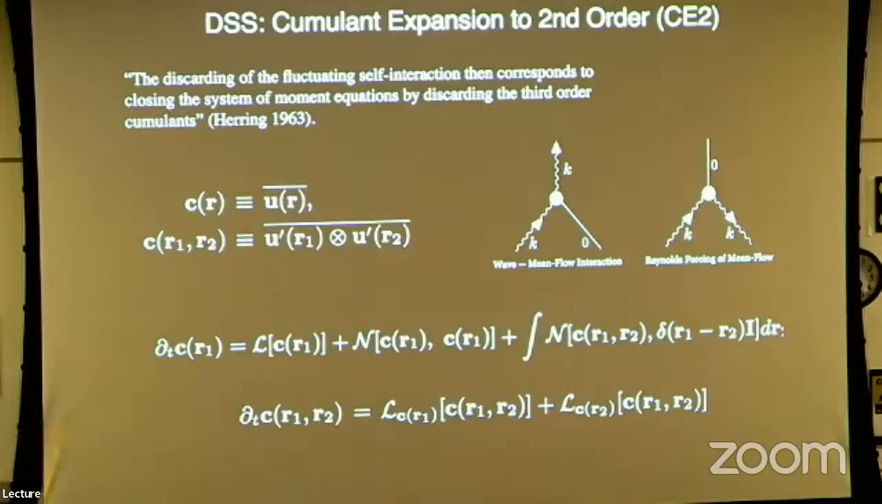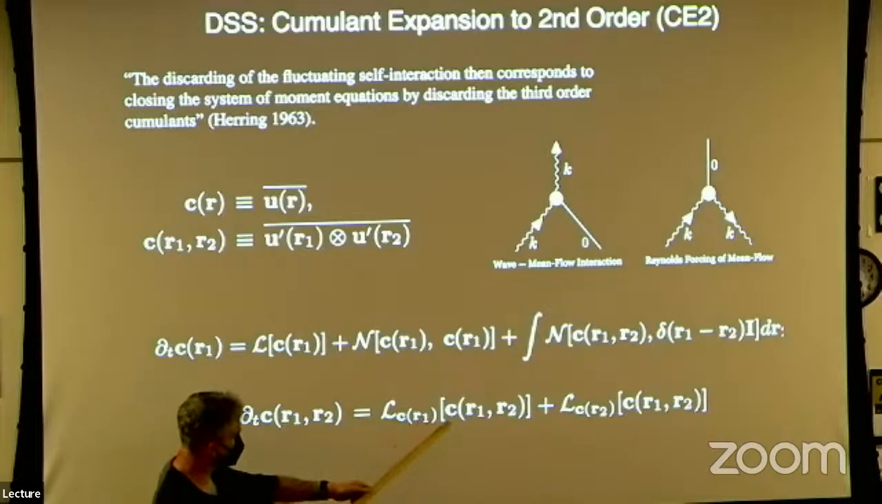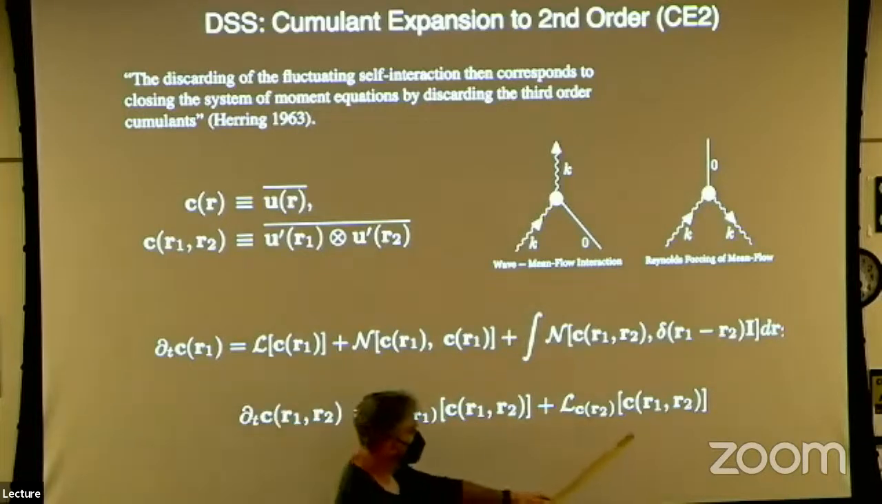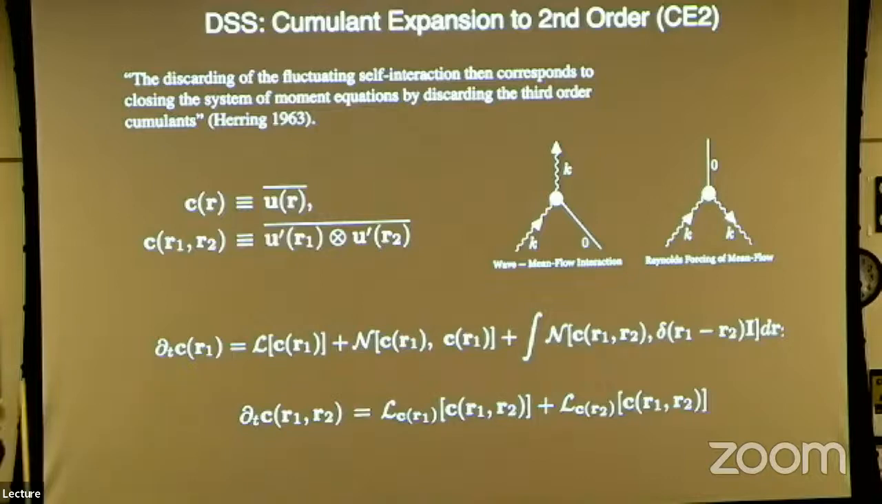And then the evolution equation for the second cumulant just has linear terms because I got rid of the pain in the neck term if I'm at second order. Okay, so it just has this term and this term.